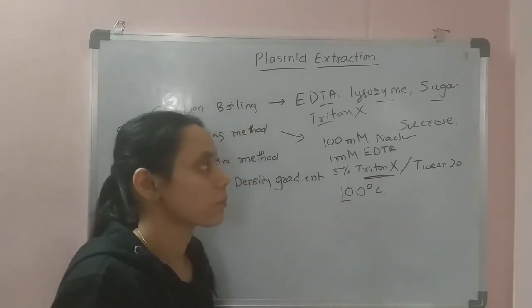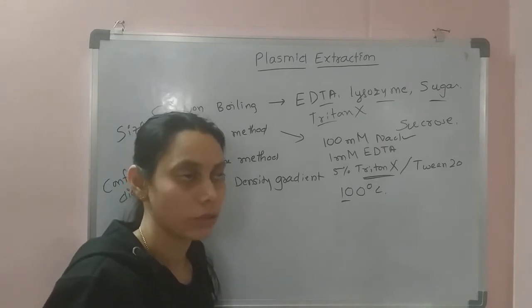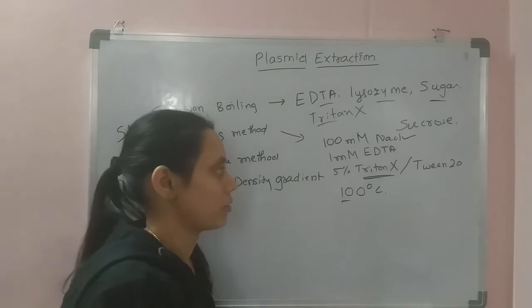Towards the end of the process, spheroplasts are formed. Plasmid will come out into the solution and can be easily separated.